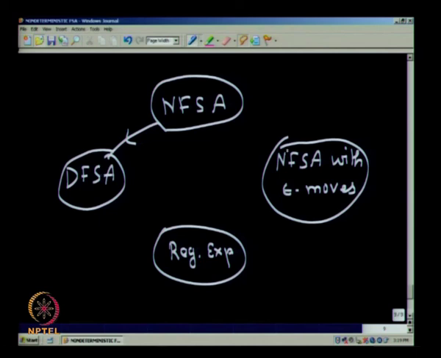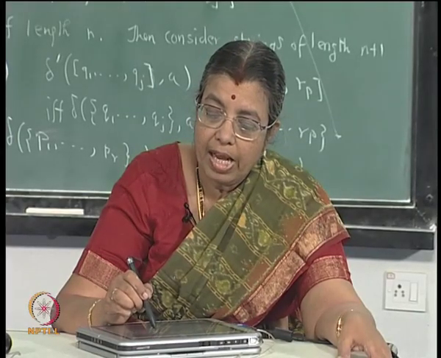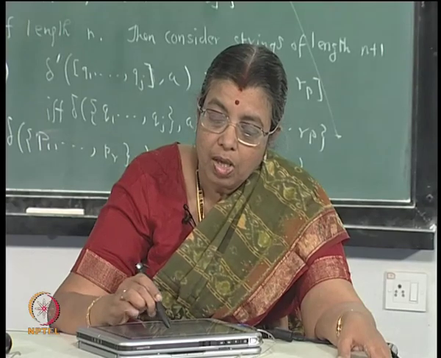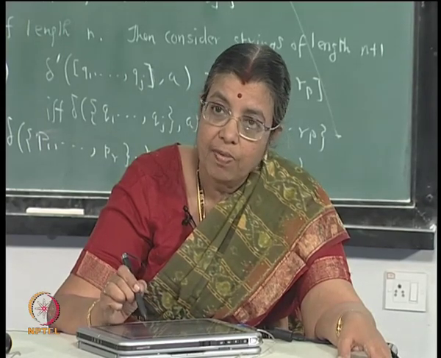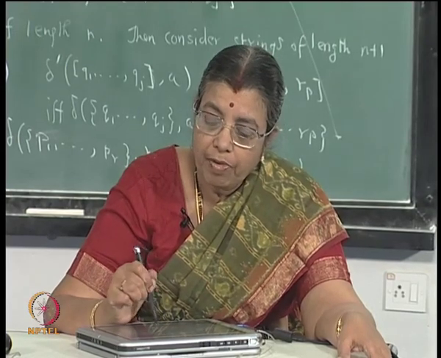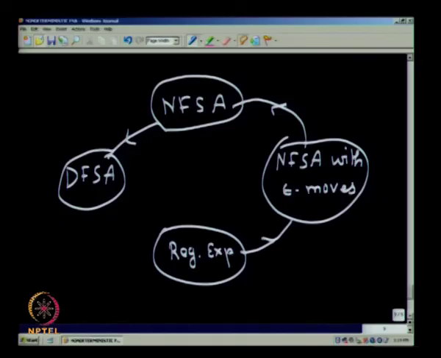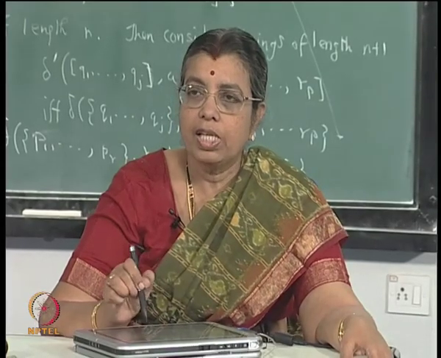In the next lecture we will see what is an NFSA with epsilon moves and how to remove the epsilon moves. We will see that given an NFSA with epsilon moves, you can construct an NFSA without epsilon moves, this direction we will prove. And we will also define what is meant by a regular expression, and given a regular expression how to construct an NFSA with epsilon moves. Then we will also see that given a DFSA how to find the regular expression corresponding to this, which will prove the equivalence of all these four.